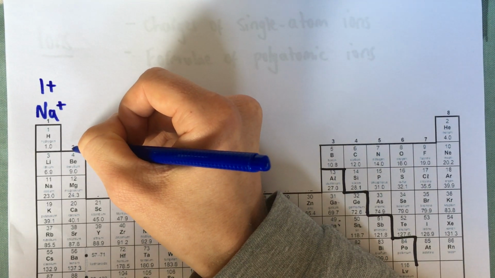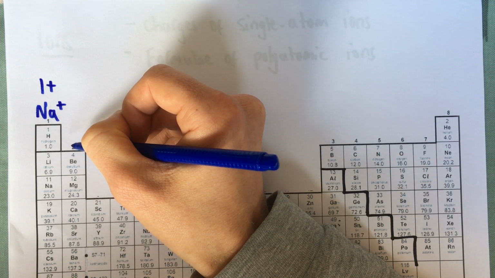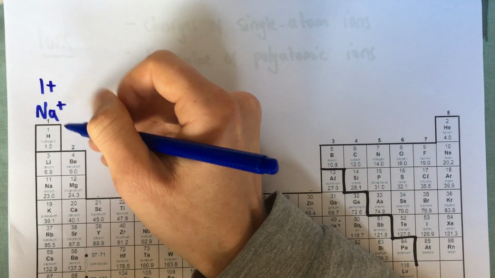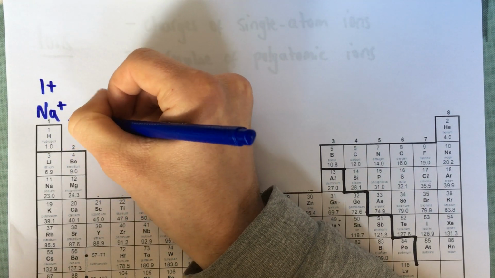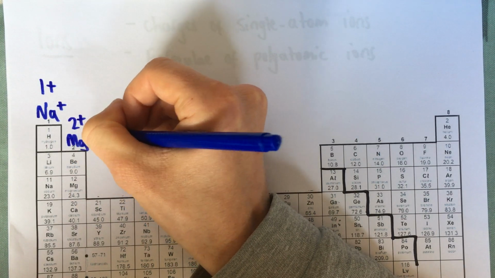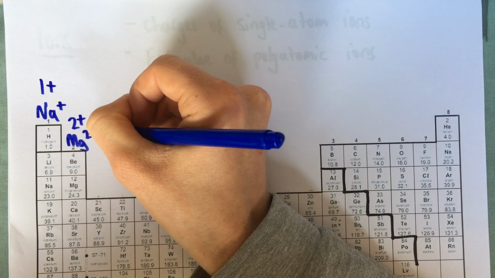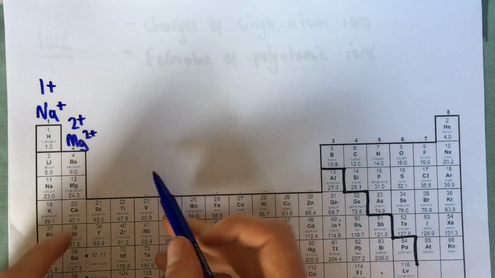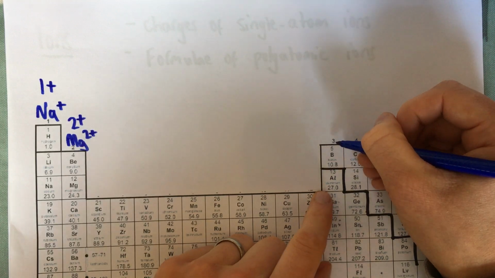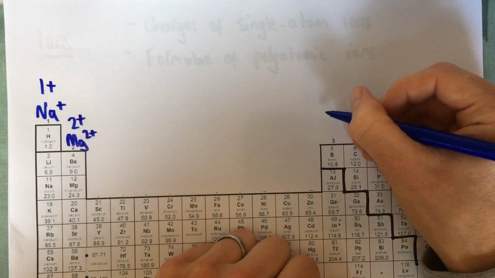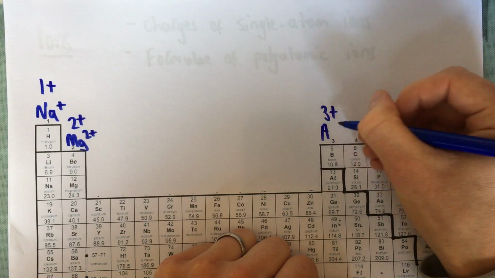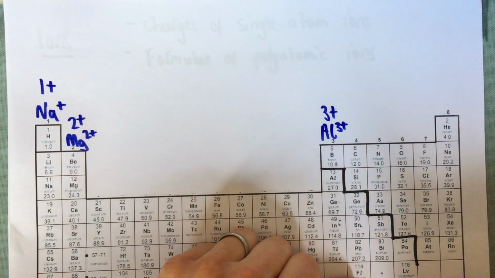So then group 2 all have 2 electrons in their outer shell, and they will all lose 2 electrons to form an ion that has got a charge of 2+. So for example, magnesium would become Mg2+. Number, then charge, Mg2+. Just missing these ones for a moment. If we go to group 3, these will lose 3 electrons and now become 3+ ions. So for example, aluminium will be Al3+.